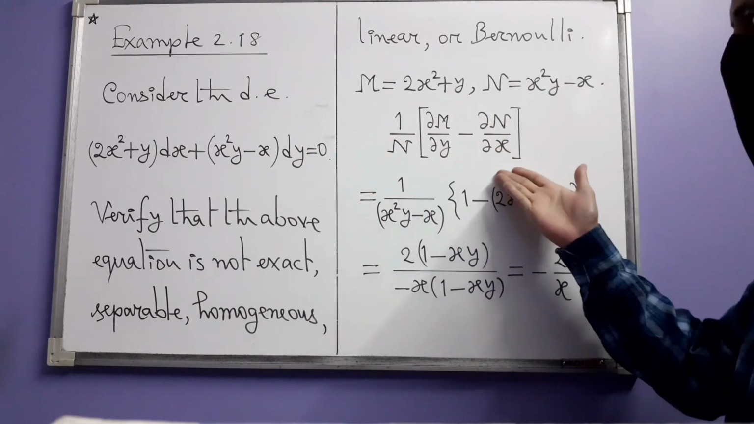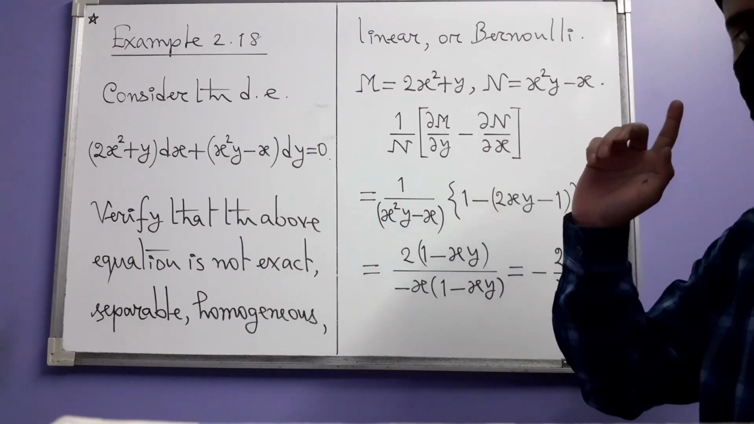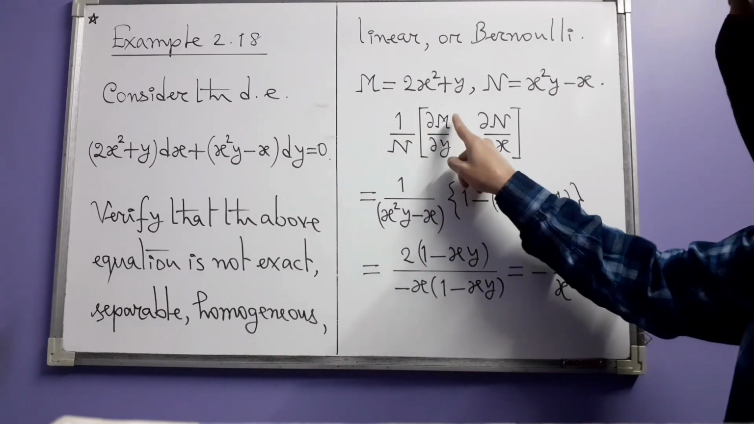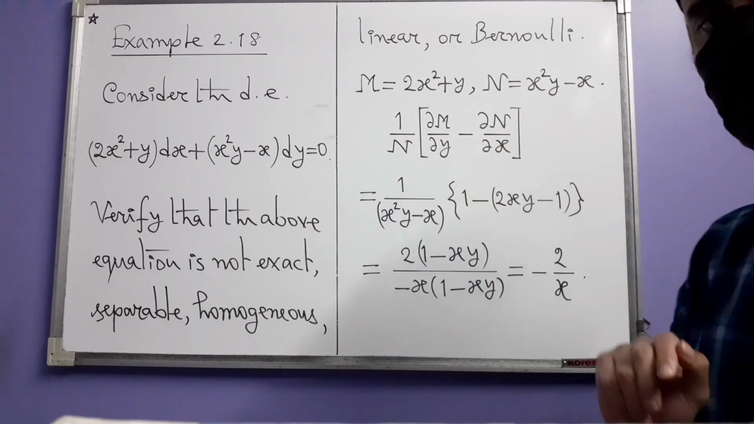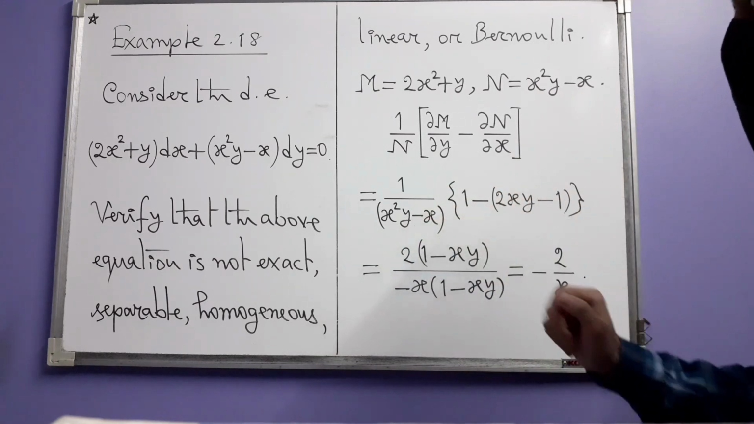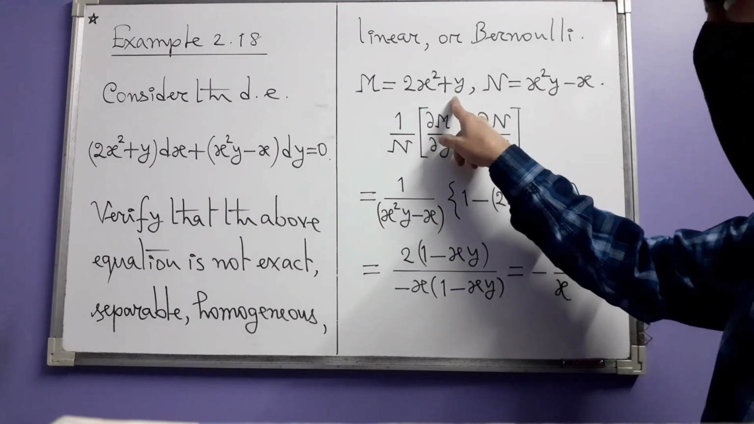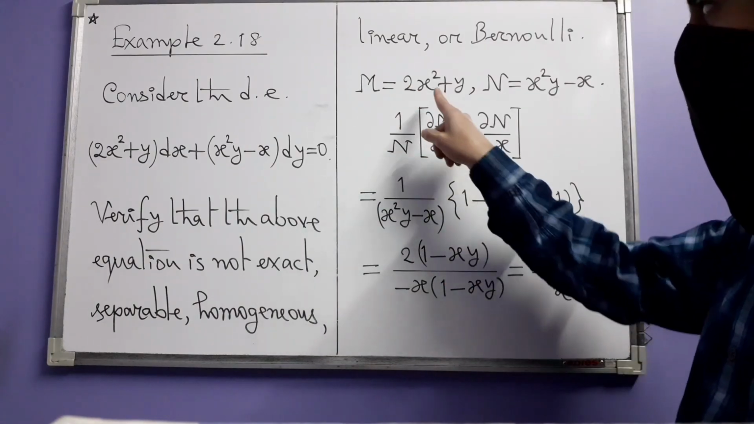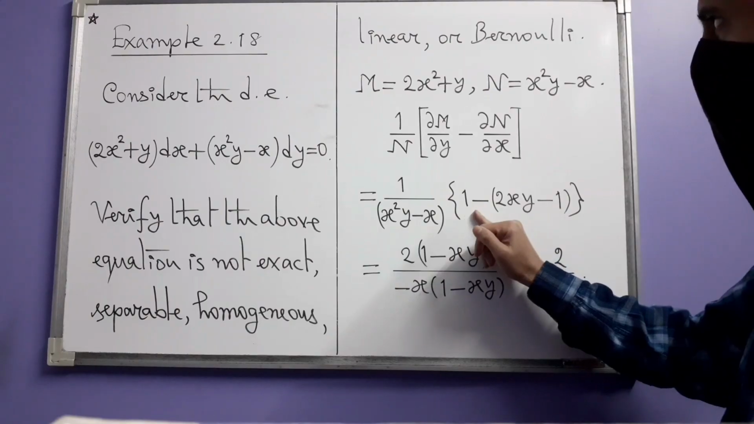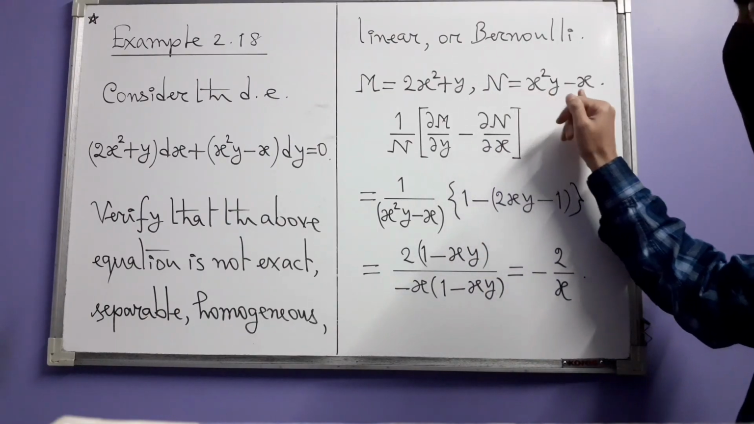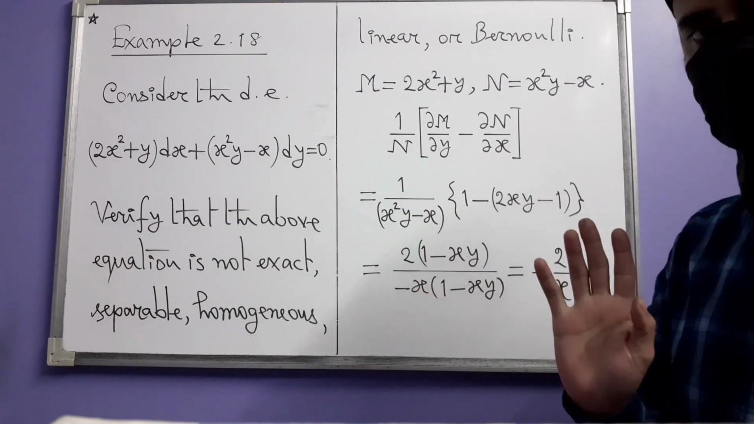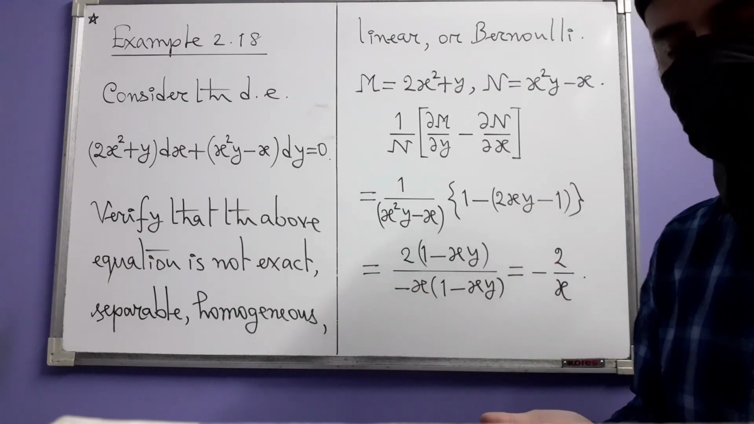Now let us concentrate on this expression that we saw in that theorem. It is one of the two possible expressions: 1 divided by N times (del M del y minus del N del x). So N is this, so 1 divided by this times. What do we get if we partially differentiate M with respect to y? The 2x squared contributes 0 because there is no y. This one contributes 1. And partially differentiating N with respect to x, we get 2xy because y is considered constant. You are differentiating partially with respect to x.